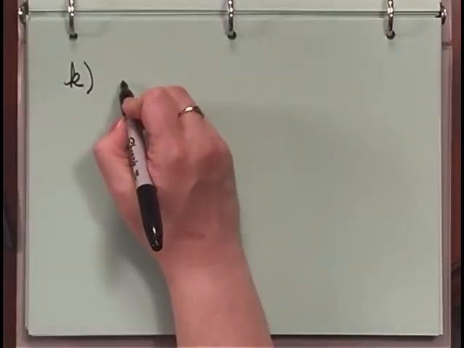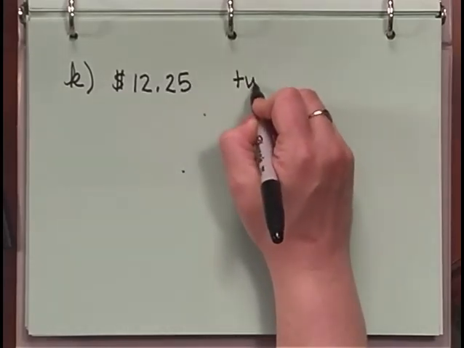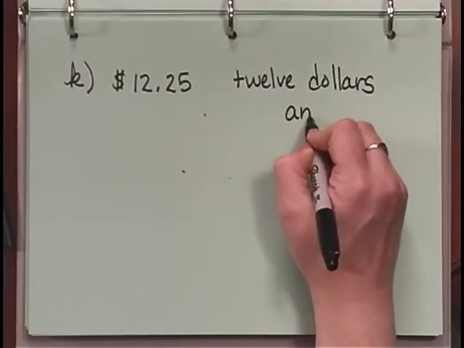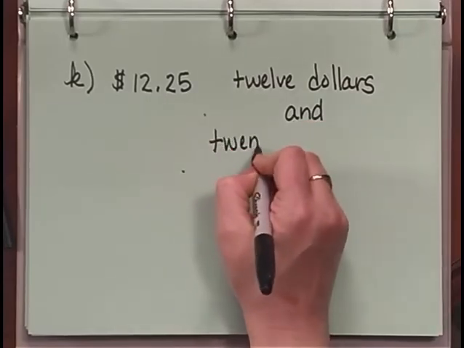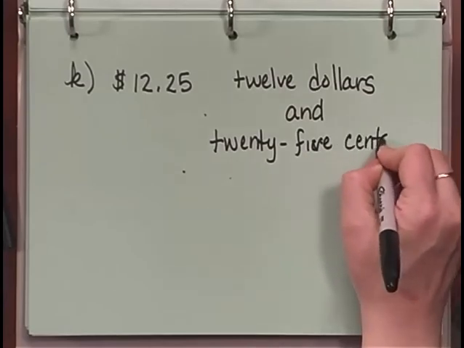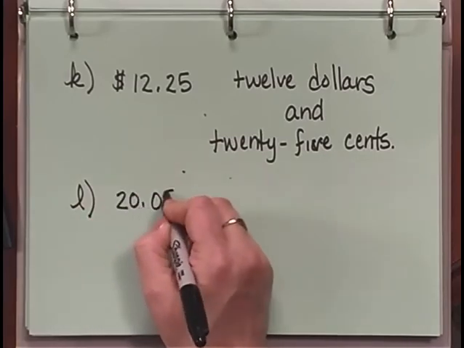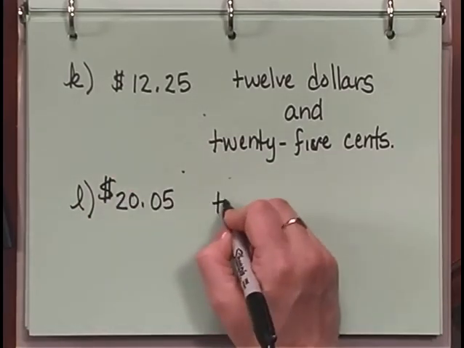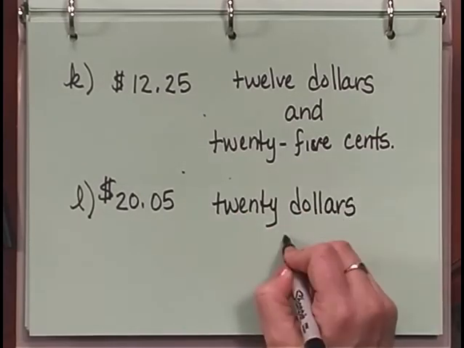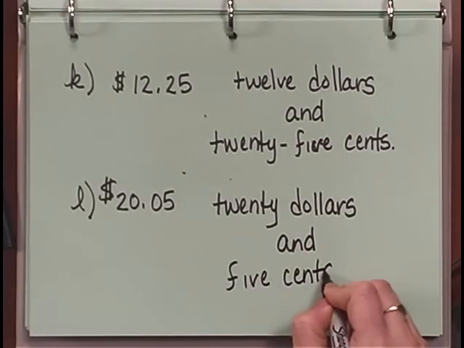Okay, now, for the last 2 problems, which is K and L, for problem K, we're supposed to use words to write this dollar amount. So this is $12 and 25 cents. Okay? And then for L, we're given this amount. So this is $20 and 5 cents. Like so.